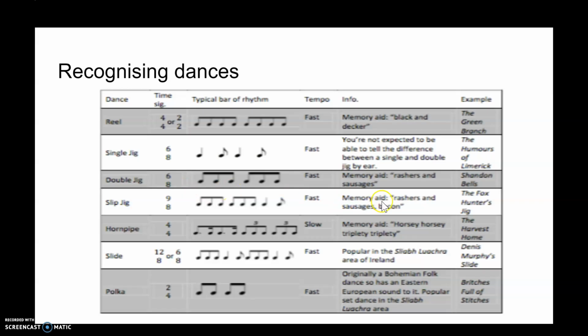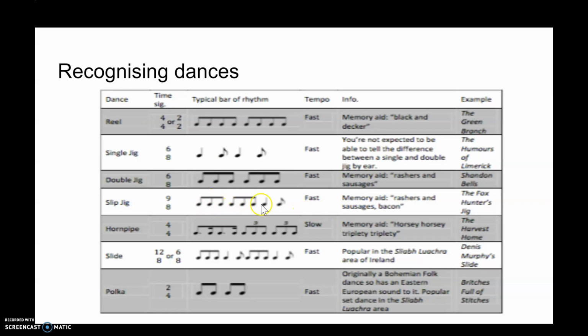The slip jig is just in 3. Now when I say it's in 3, you might be looking at this and it says 9/8. Yes, 9/8 is 9 quaver beats in a bar, but strictly speaking, we count it in 3 dotted crotchet beats in a bar. I don't know necessarily if this crotchet quaver at the end here is always right.